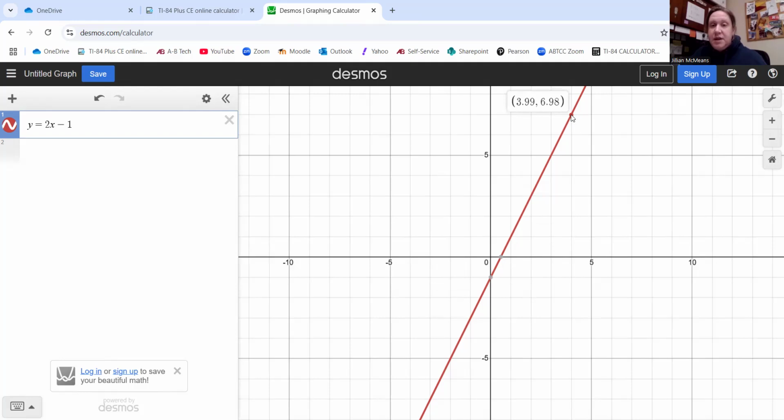Okay. So you can use Desmos to kind of see, hey, if we were to plot those 5 points, we would get this line right here. So let's go back to the equation. We're going to look at part B.